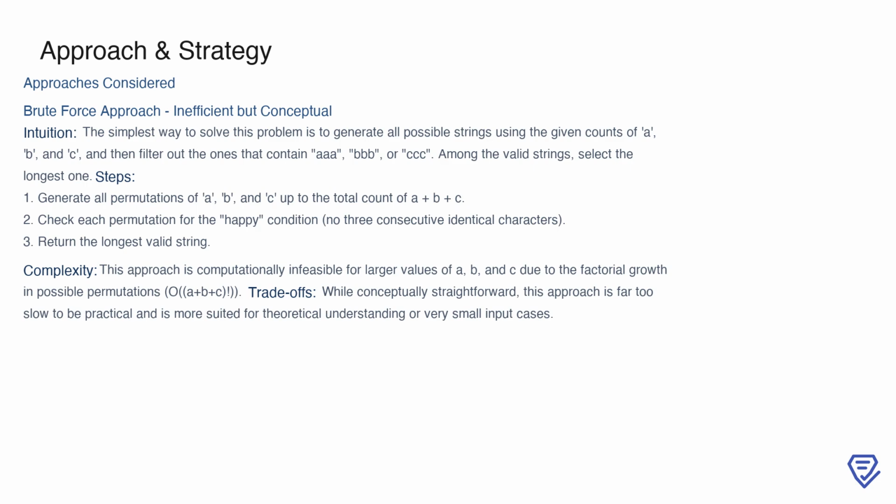However, this approach is computationally impractical because the number of possible permutations grows factorially with the input size. For example, with large counts of A, B, and C, the sheer number of permutations becomes overwhelming, making this approach infeasible for real-world use. While it is conceptually straightforward, the trade-off is that it's far too slow, although it can still be useful for understanding the problem or testing very small inputs.